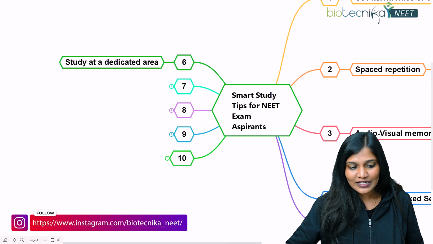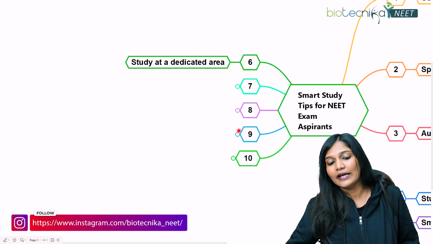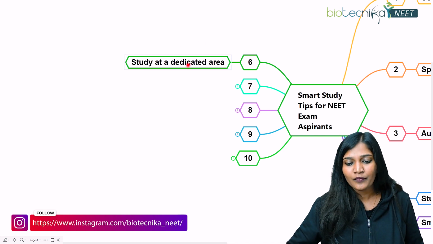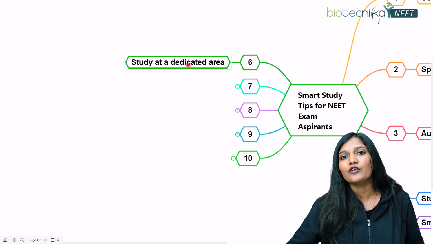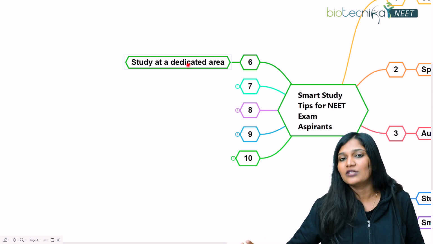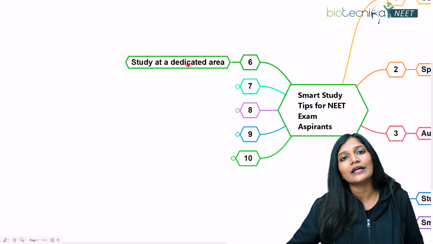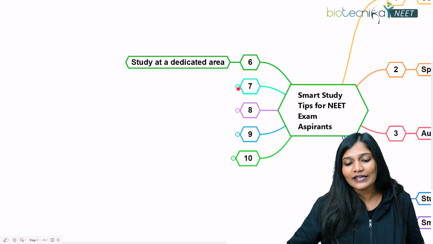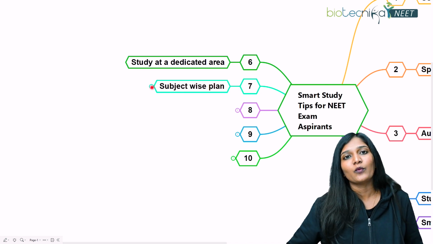And the next one is study at a dedicated area. Very important. So you don't have to sit in an area which is so much distracted, and you have to sit in a place where you're free from distraction and also where you're going to do productive studies, which is going to give you relaxation. Then only you can study, and always take up very important topics and start studying. So study at a dedicated area and subject-wise plan.